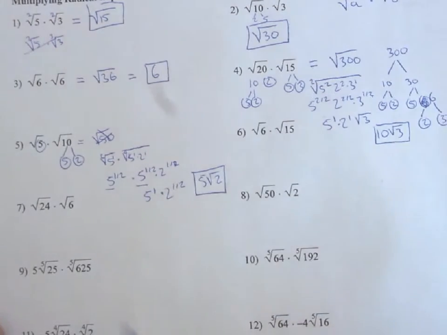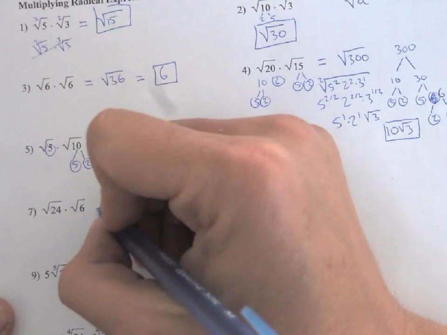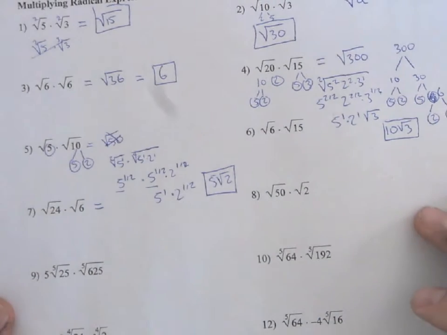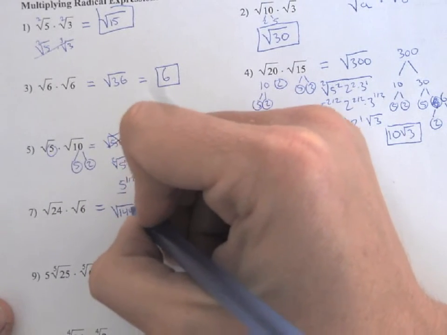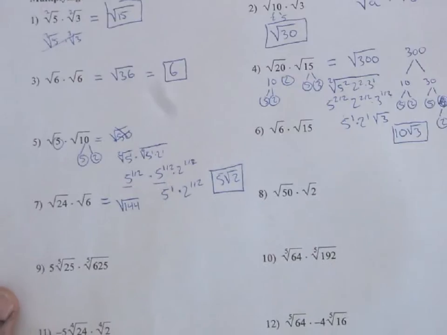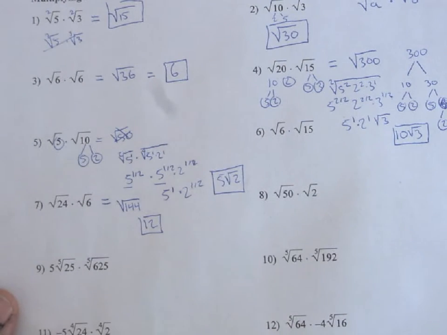All right, let's take a look at number 7. Now, 7, for some reason, didn't make it onto the answer key. So we can try a couple different ways. All right, the first thing we can do is just see what 24 times 6 is. And it turns out, if you didn't know, that that's 144. So this is just the square root of 144, which comes out to a 12. So that's kind of nice.